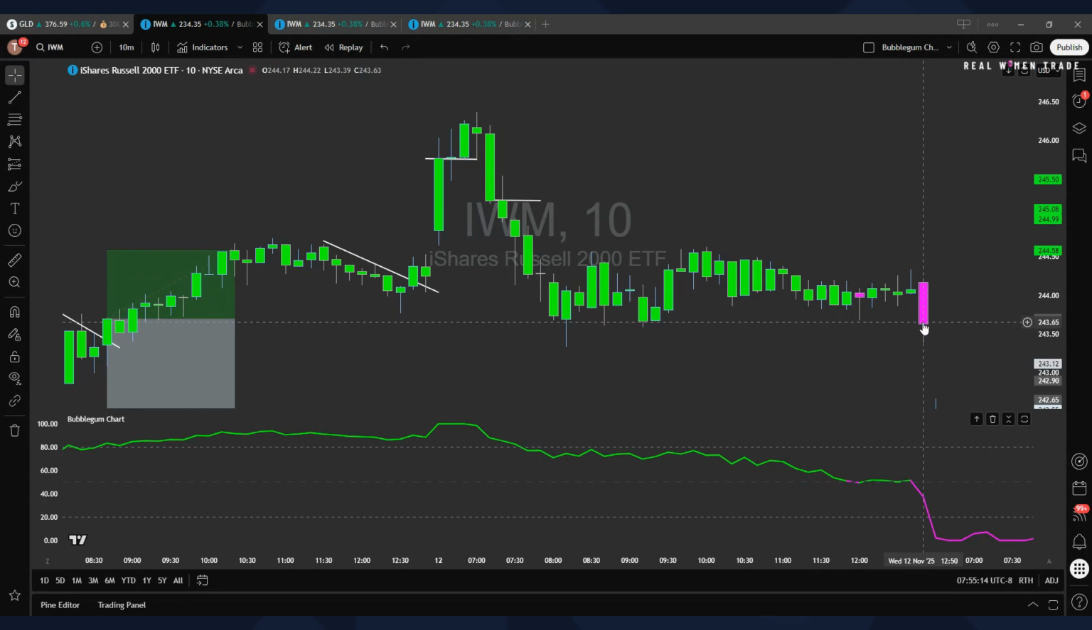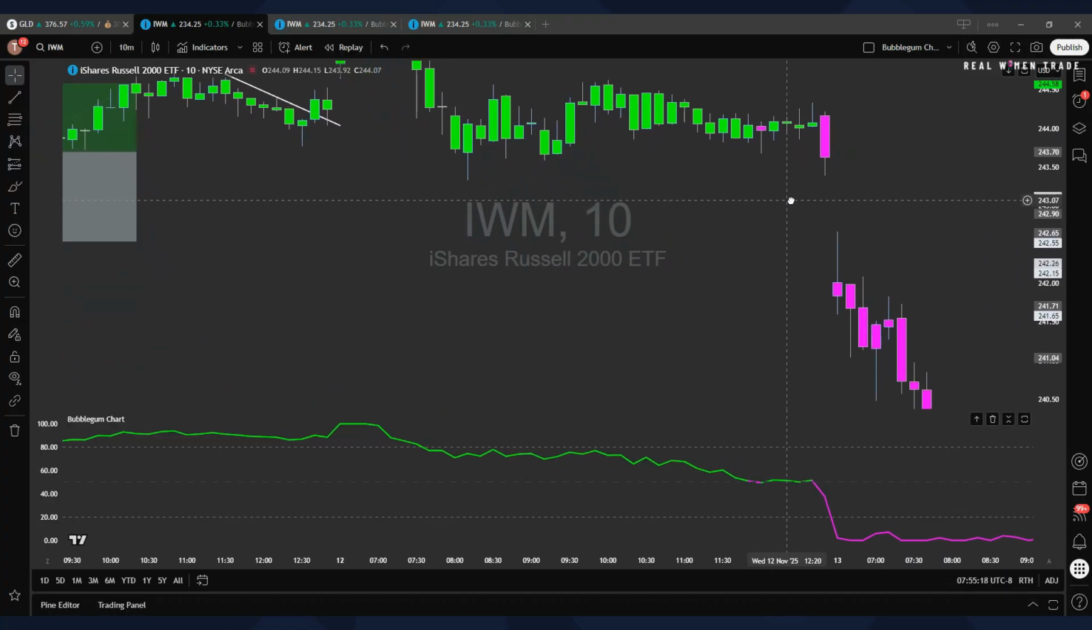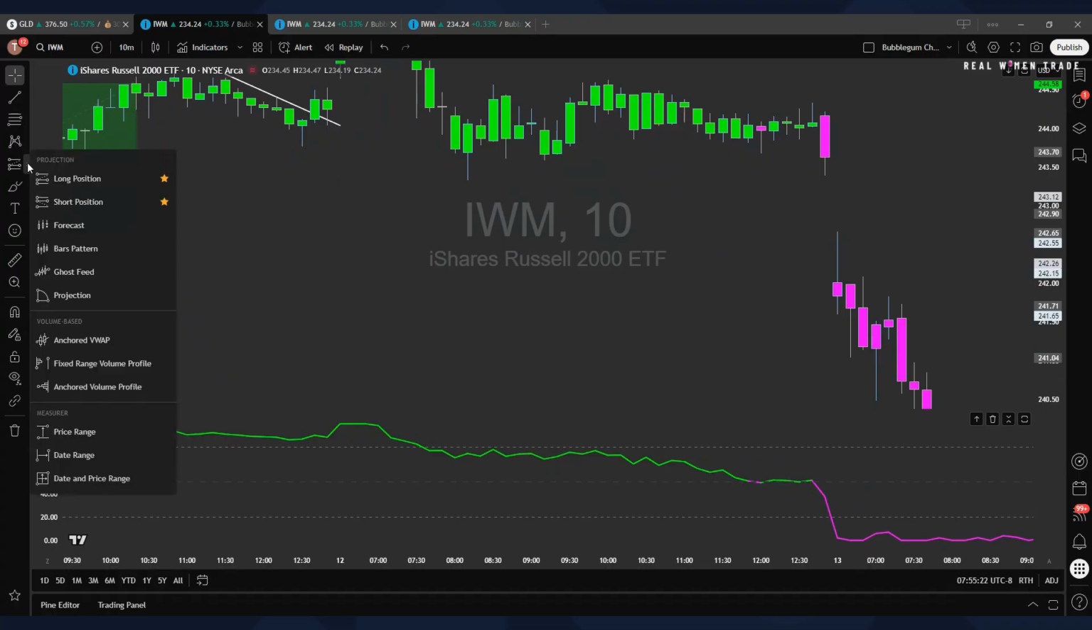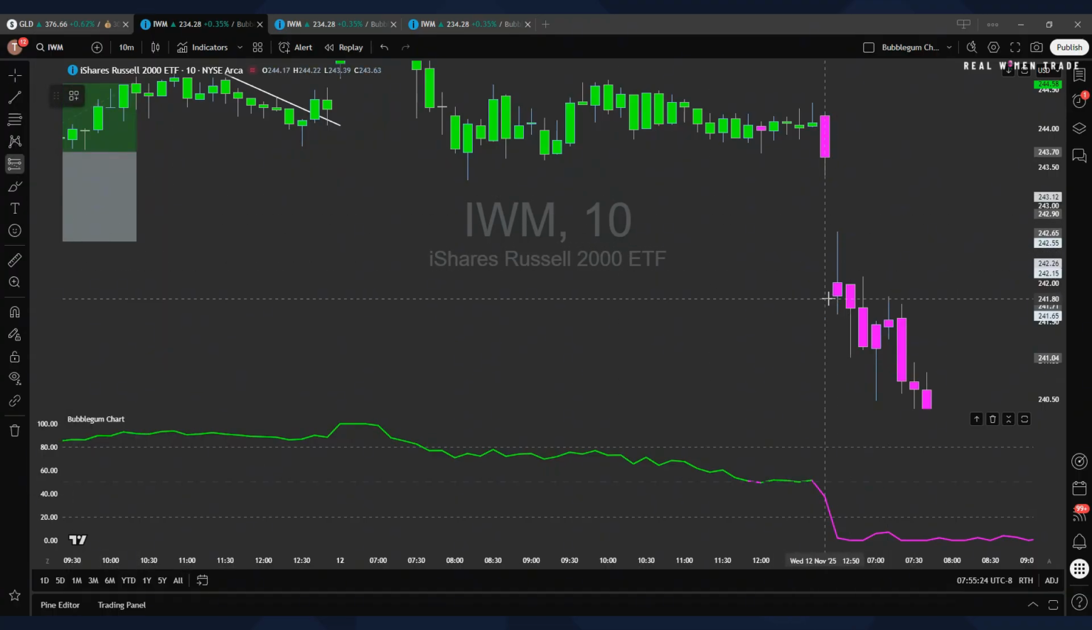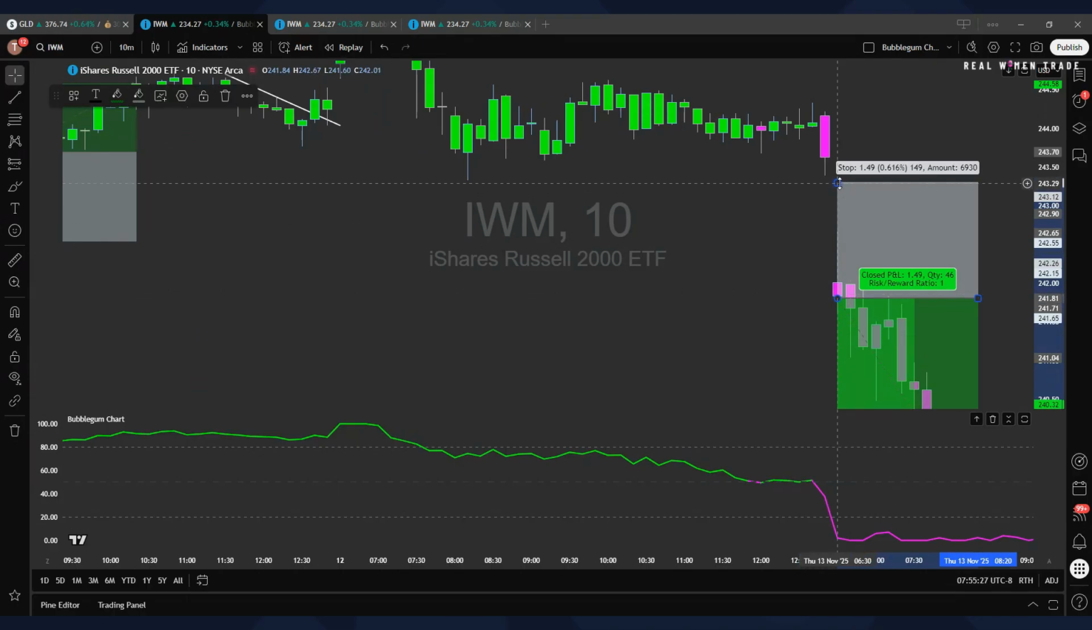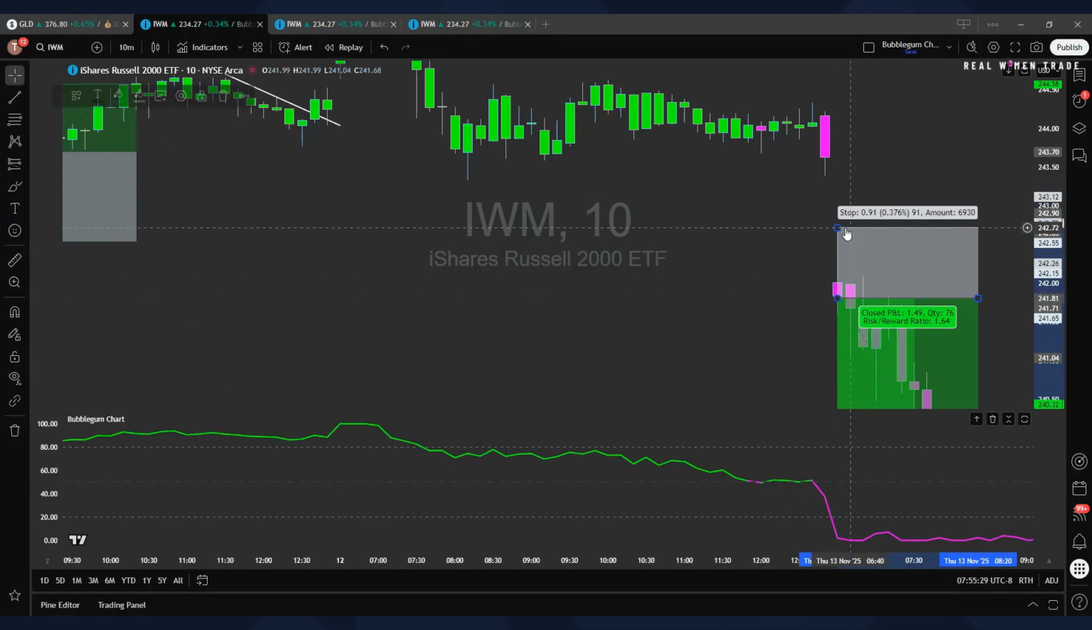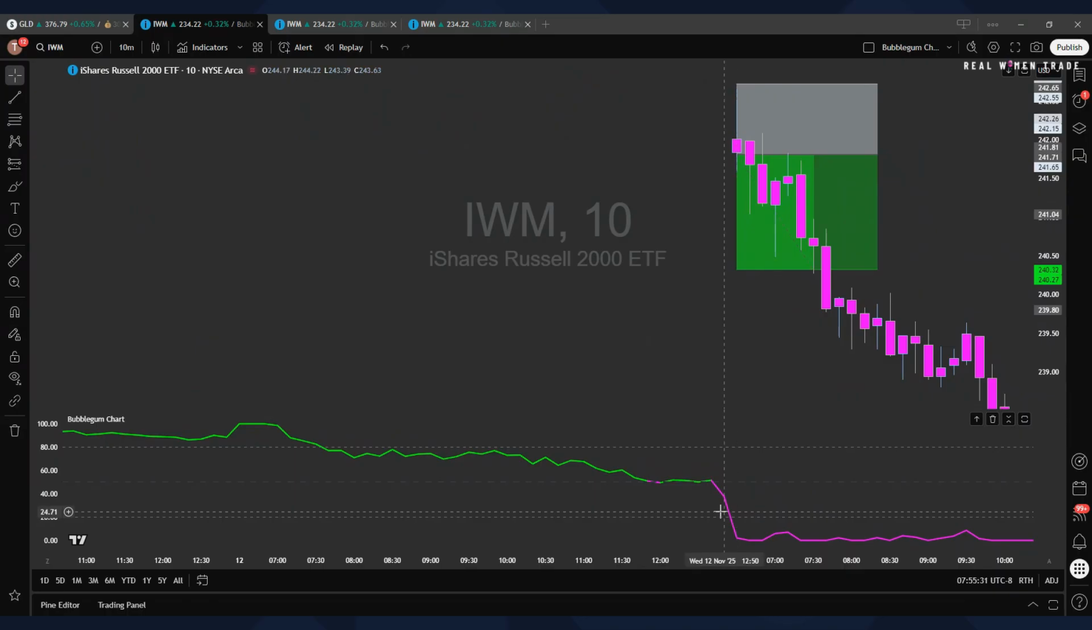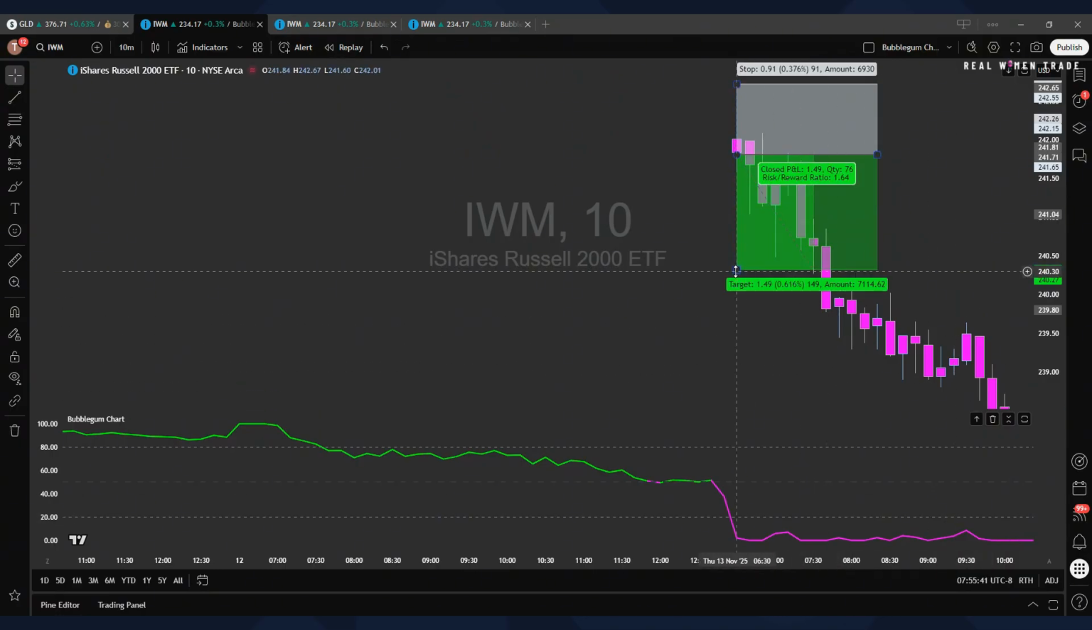You could have taken that short, or if you wanted to wait till the next morning to see what was going to happen, we get a gap down. You would have gone short at the close of this candle with a stop at the top of the wick. And you can see the bubble flow is below the 20, and it's just laying pretty flat, which means the trend is very strong and the market just keeps falling.